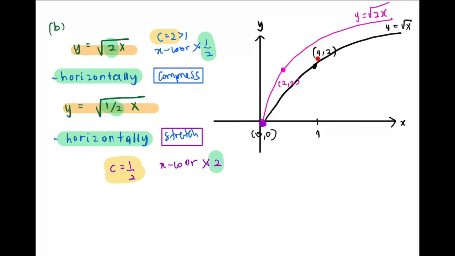So 4 times 2 is 8, right? So let me draw this here. This is 8, 2. Okay, your y coordinate doesn't change. This is still 2. So this is the point 8, 2. So now let's connect these 2 points here. So this is your new graph for y equal to square root of 1 over 2x.